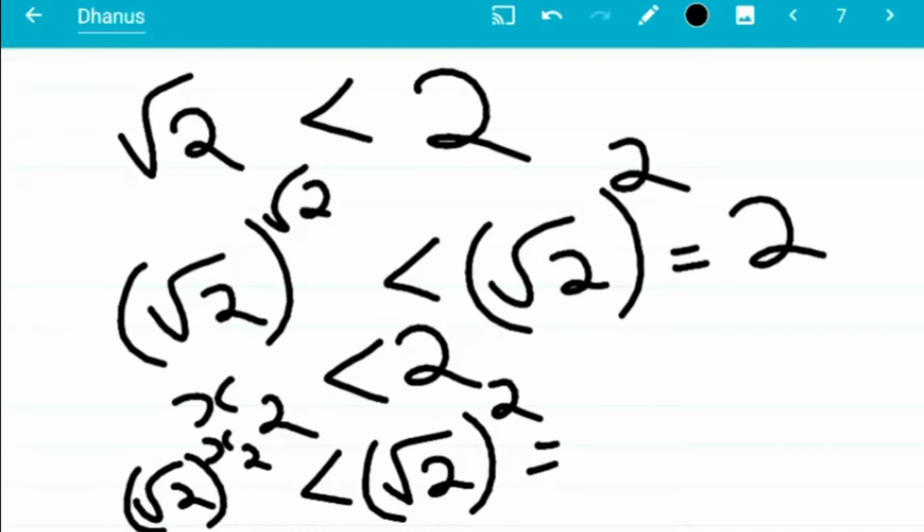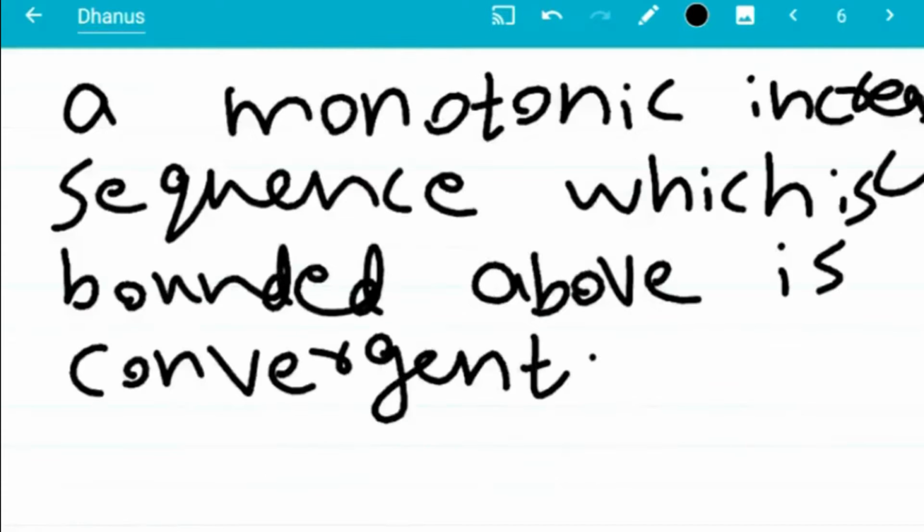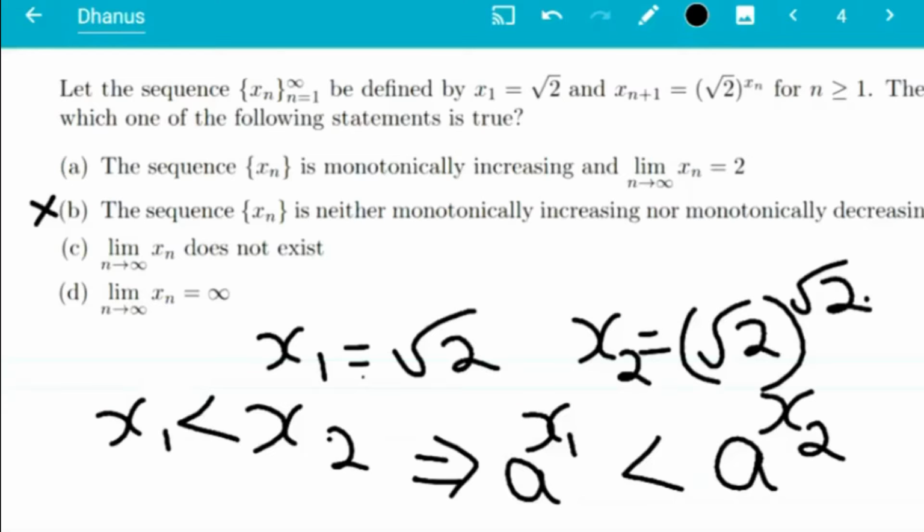Similarly, x2 less than 2, then root 2 raised to x2 is less than root 2 raised to 2, that is again equal to 2. That's why x3 is less than 2. Similarly, we can say that every element in the sequence is less than 2, so the sequence is bounded above by 2. That's why this option is also false, because it is a monotonic bounded sequence, which is convergent.